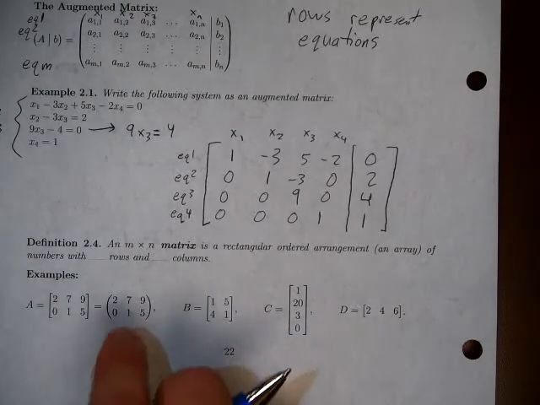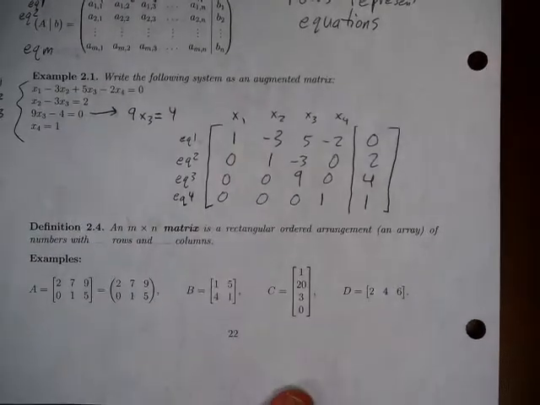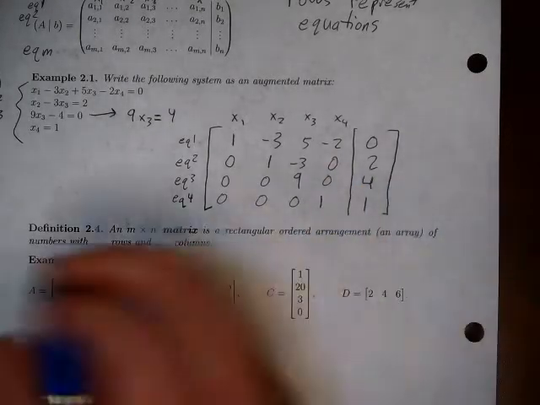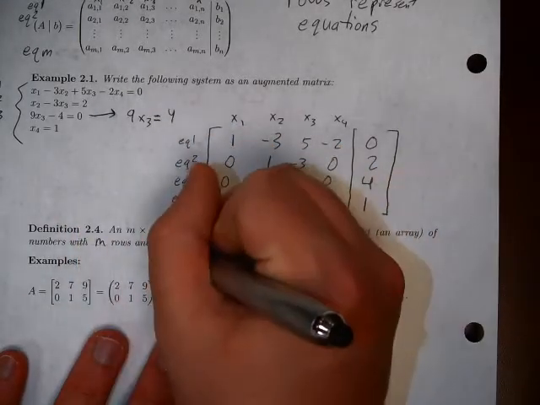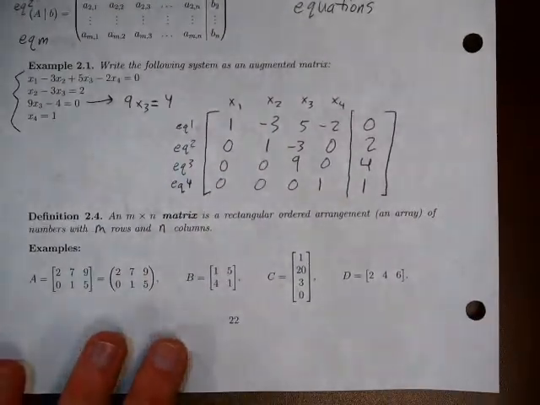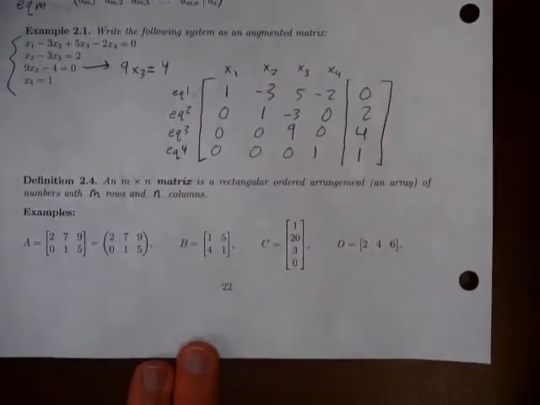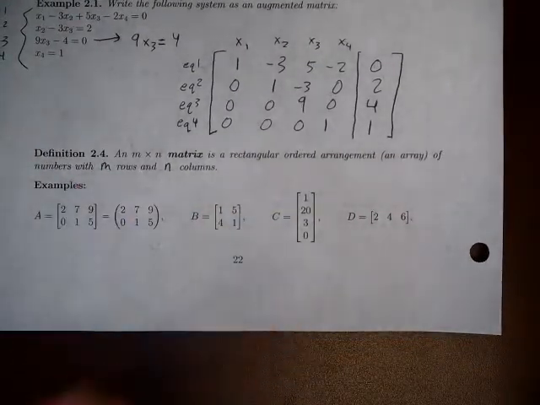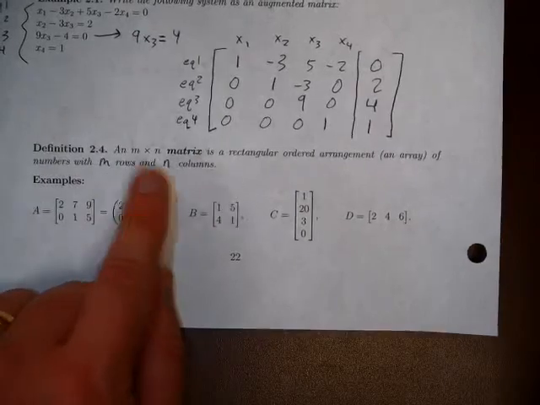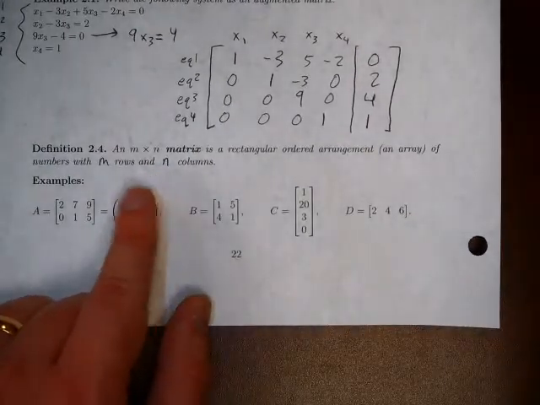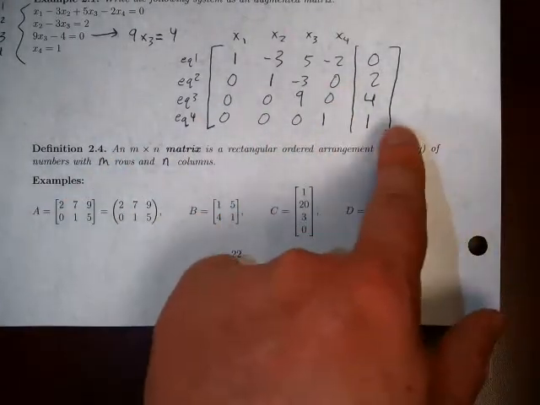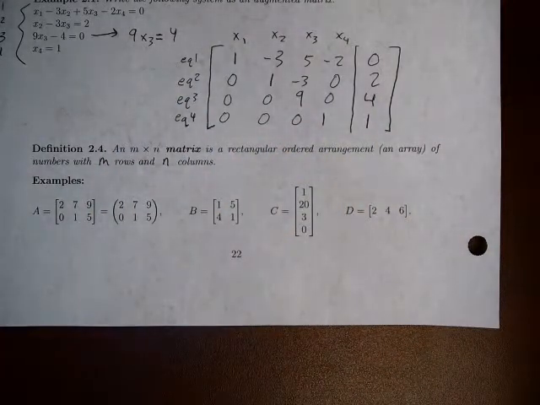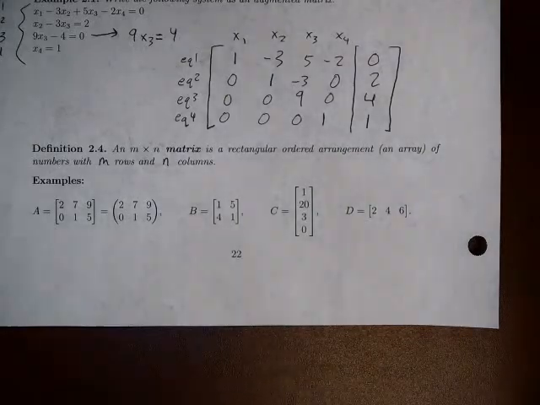So a matrix, as we talked about in the lab, is a rectangular ordered array of numbers with m rows and n columns. So when we're talking about the number of rows and number of columns, we're saying we have m equations and n unknowns before the augment. And then we could have another column for the augment. So let's look at another example.